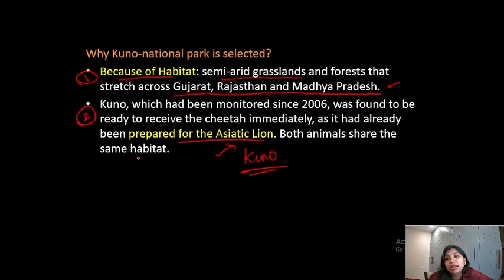Both the lions and cheetahs can share the same habitat. The important point is that Kuno National Park is already prepared for Asiatic lions. As both Asiatic lions and cheetahs share the same habitat, it will be easy for us to introduce them in Kuno.